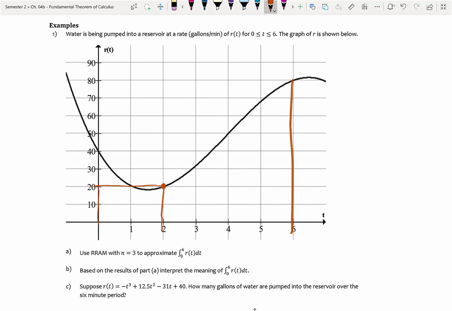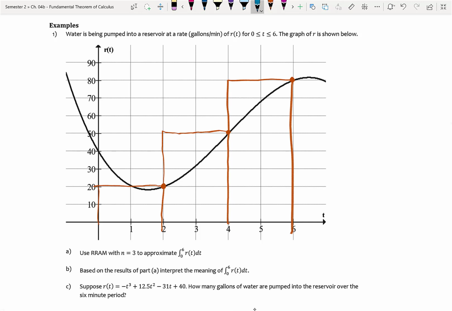I told you guys we'd be reviewing some of these concepts throughout the semester, so we don't have to hit it all at the end. This is a little review of RAM. Do you remember this? Rectangular approximation method, or the Riemann sums. So these are the rectangles it wants you to draw.